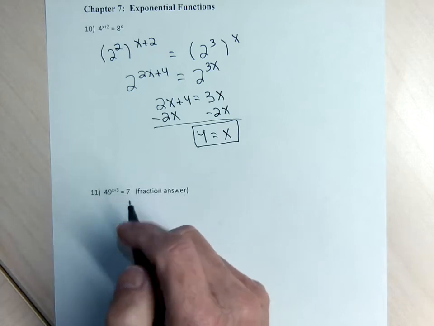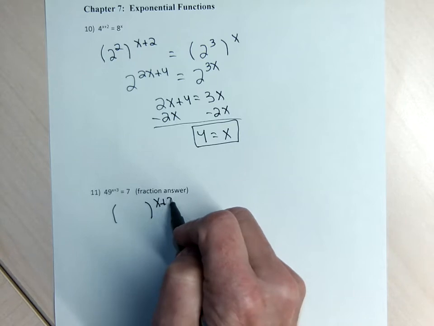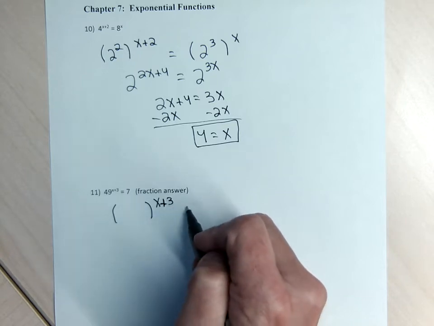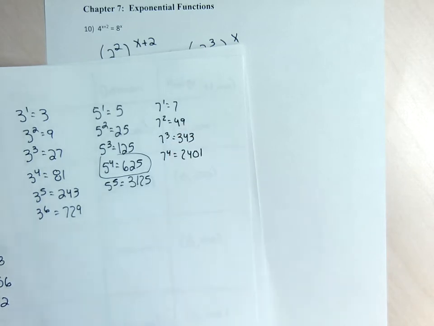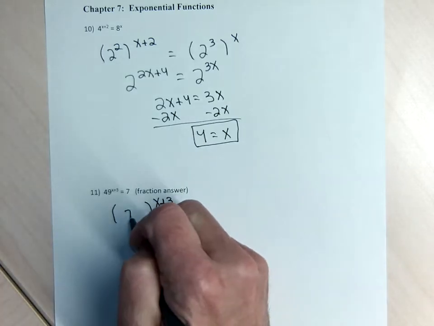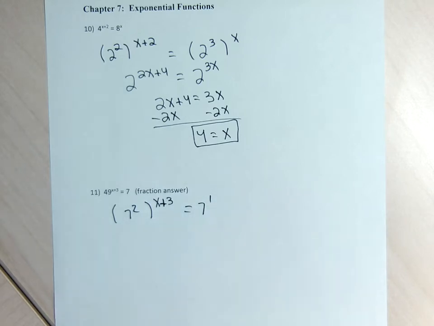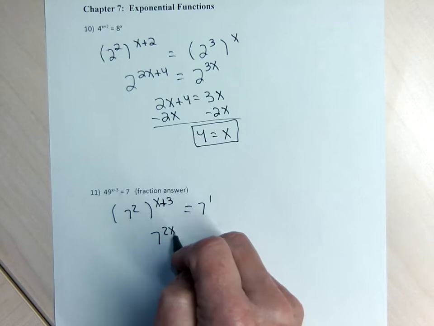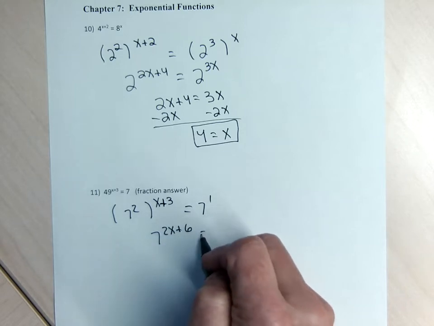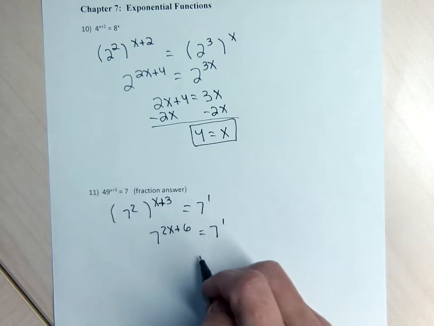For 11, 49 has an exponent and it needs a prime factor tree. I'm going to give the left side a parentheses. The prime factoring for 49 is 7 squared. And on the right-hand side, the 7 has an implied exponent of 1. To get rid of the parentheses on the left-hand side, I multiply 2 times x and 2 times 3. So that gives me 7 to the 2x plus 6 equals 7 to the 1.